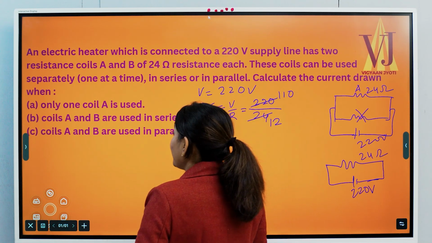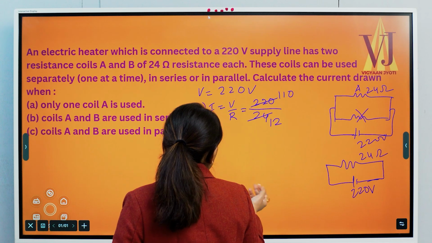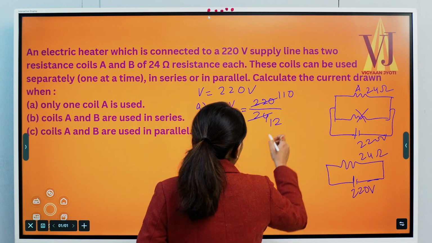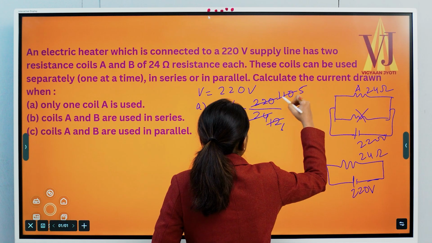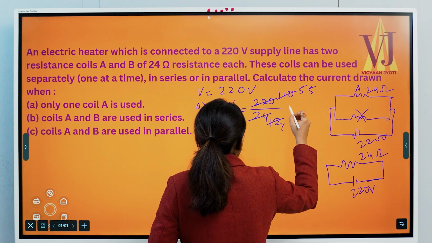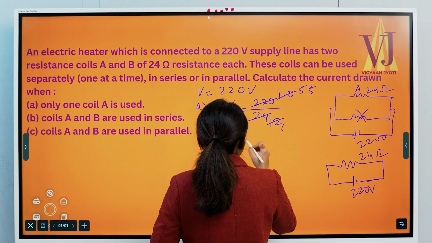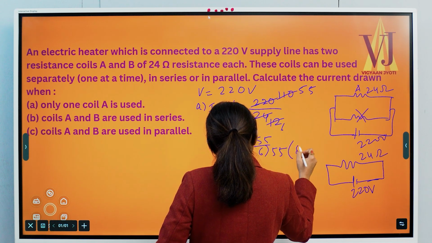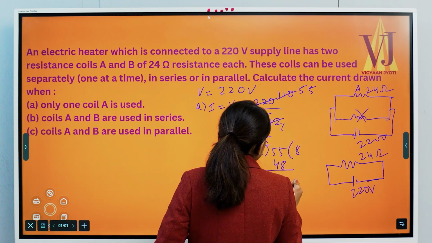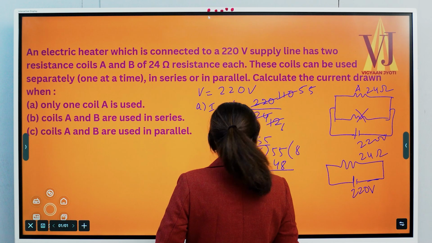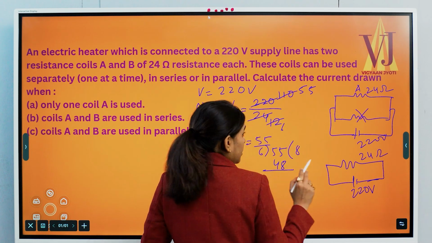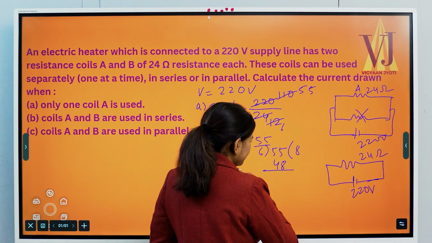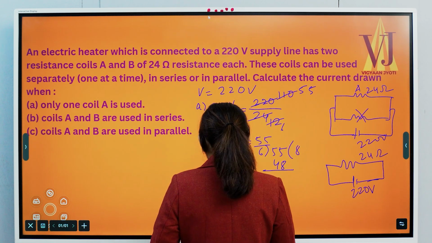Only one coil is used, so that means the flow of electrons in the other is already stopped. Now we'll solve it. 2, 6 are 12. Then directly we will do like this, 55 divided by 6. So 6 eights are 48. Oh, 6 nines it will go, no? No, 6 nines is 54.